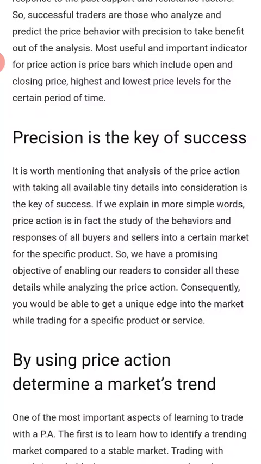Precision is the key to success. It is worth mentioning that analysis of the price action, taking all available tiny details into consideration, is the key to success. To explain in simpler words, price action is in fact the study of the behaviors and responses of all buyers and sellers in a certain market for a specific product. So we have a promising objective of enabling our readers to consider all these details while analyzing the price action. Consequently, you will be able to get a unique edge in the market while trading a specific product or service.